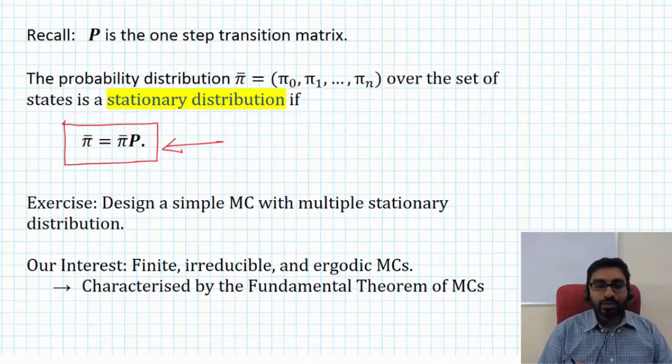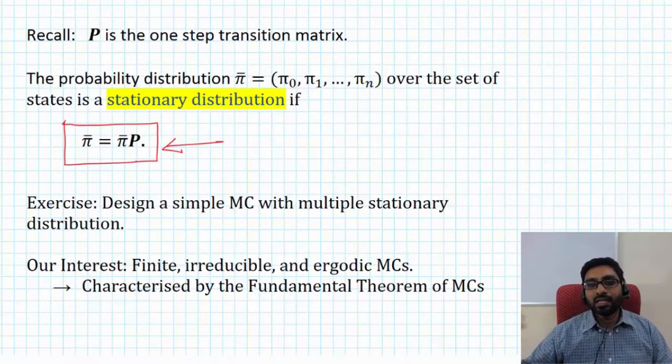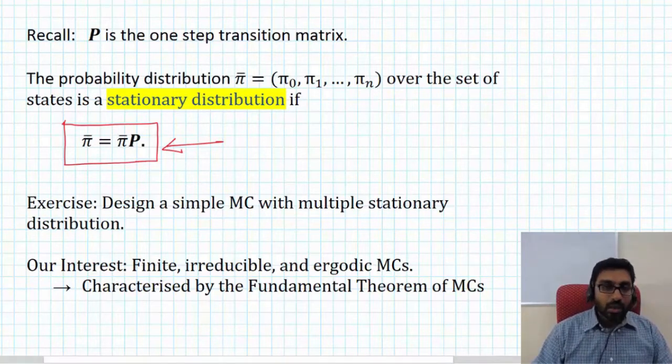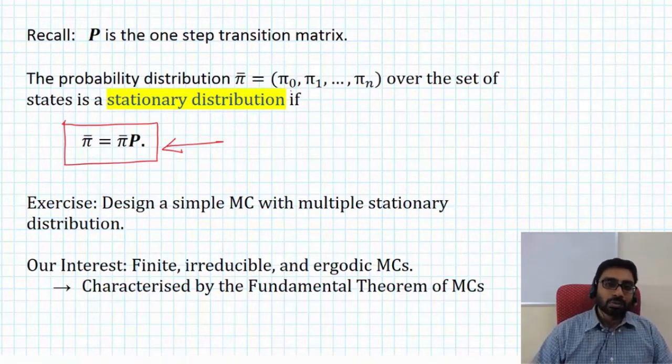You can think of this distribution as the state in which the Markov chain will be infinitely far out into the future, once it's reached some steady state. So if the Markov chain is in one of the states 0 to n in accordance with this probability distribution, then it will continue to be in one of those states according to this probability distribution. So it's some sort of a steady state behavior of the Markov chain, and that's usually what we are interested in the context of Markov chains. We are interested in the steady state behavior of Markov chains.